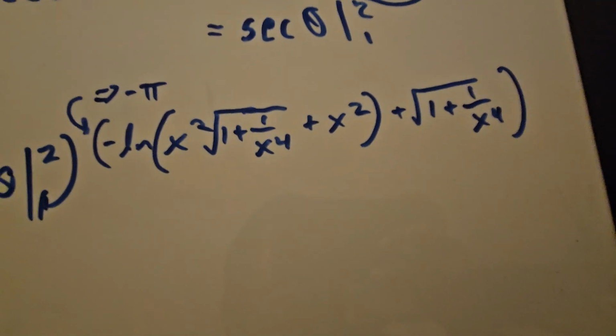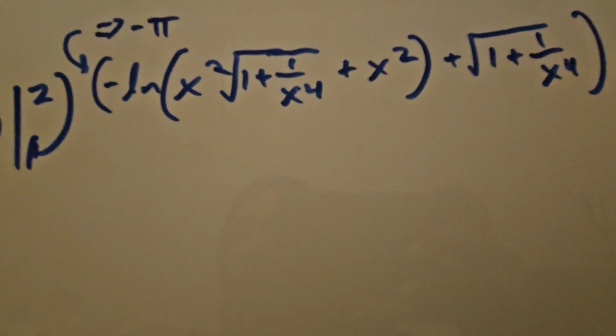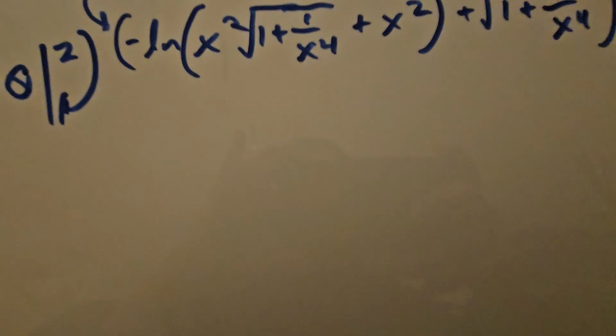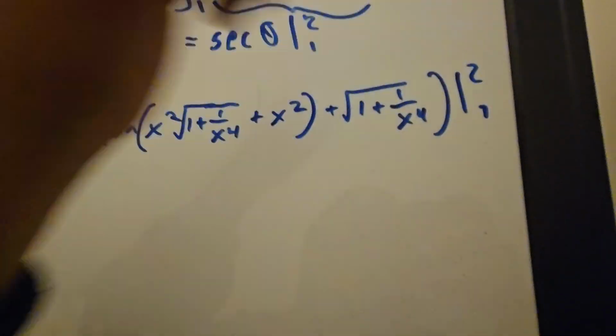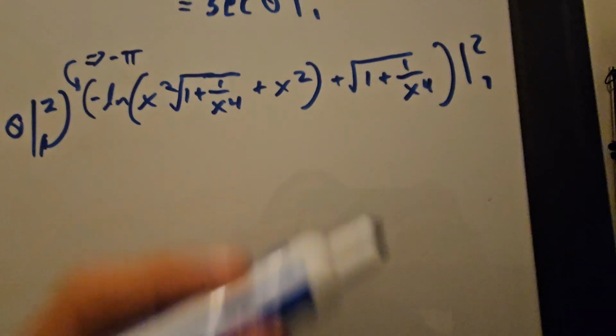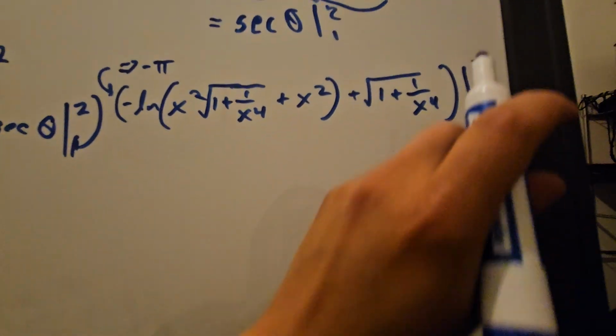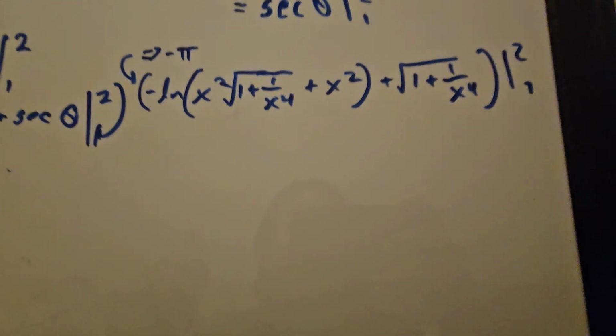So this is what we're left with, right? Let me check my notes real quick. It looks like we're correct, evaluated from 1 to 2. That's a 1, by the way. So now it's just a matter of plugging all of this in there.